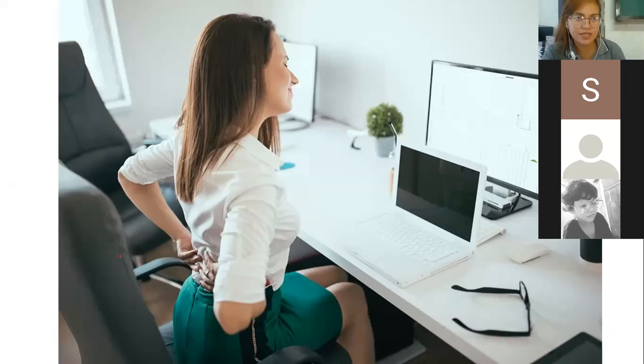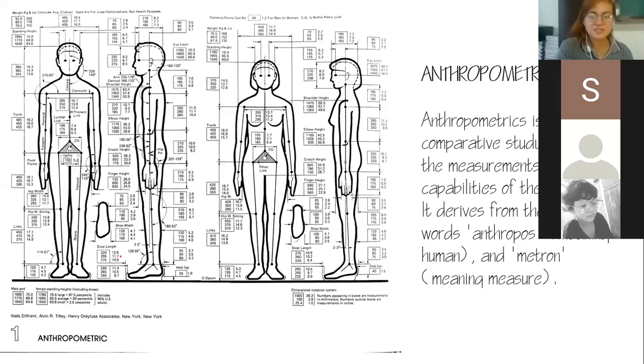in designing, we need to consider anthropometrics. Anthropometrics is the comparative study of the measurements and capabilities of the human body. It derives from the Greek word anthropos, meaning human, and metron, meaning measure. So basically we're going to study human measurements.